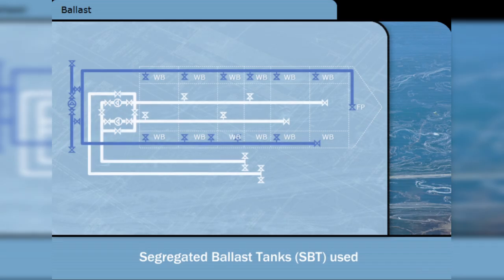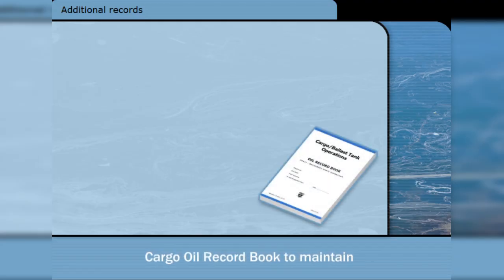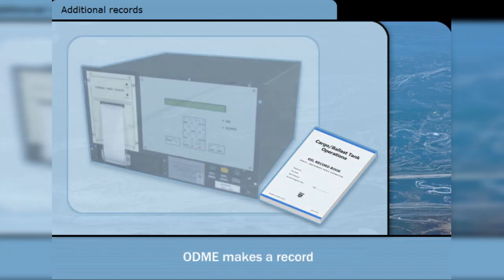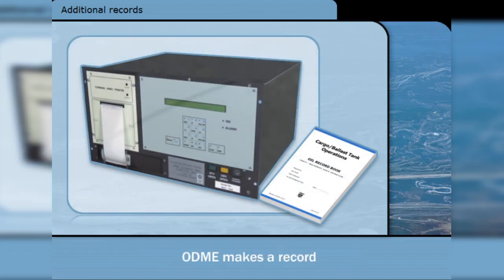Most tankers are required to have segregated ballast tanks and pipelines, so that ballast and cargo do not mix. An Oil Record Book Part 2, Cargo/Ballast Operations, must be completed each time any of the cargo or ballast operations listed in the front take place. The ODME is fitted with a recording device to provide a continuous record of the discharge.